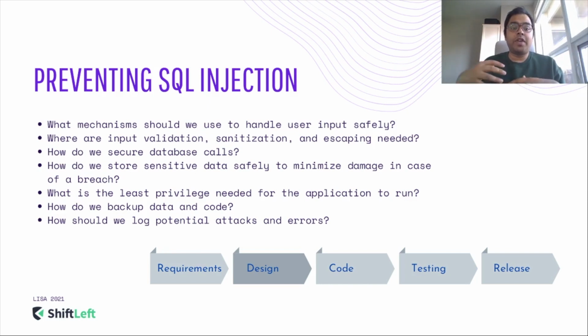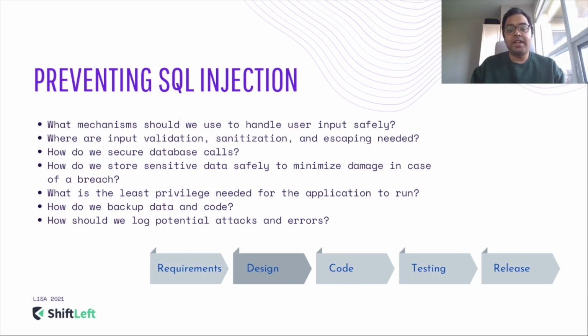Are you using input validation, sanitizing, or escaping on the inputs which are being given in those text boxes? Is that required? So you would think from that perspective. Are the database calls okay? Are they secure? What's the least privilege needed for an application to run? You may not even need the application to have a username and password at all. So you have to think about all these aspects of it.